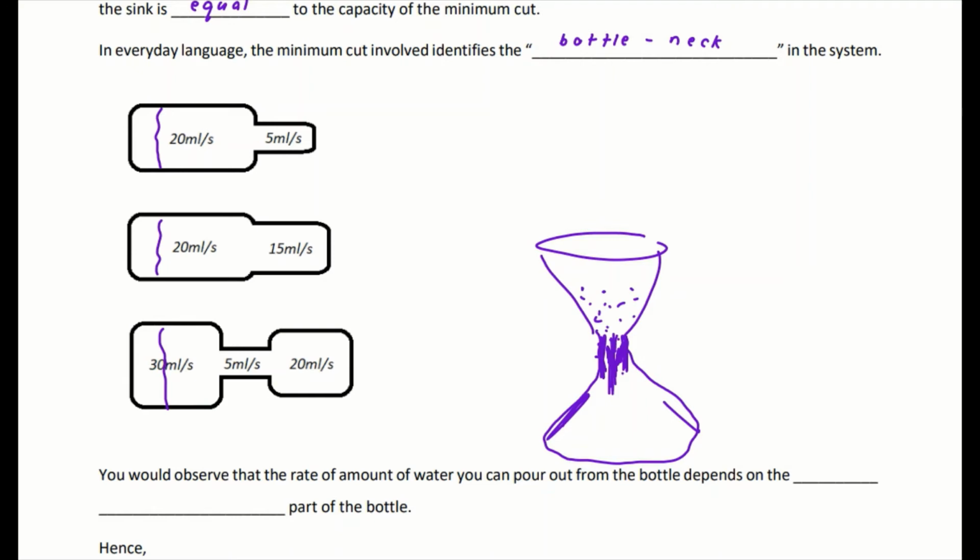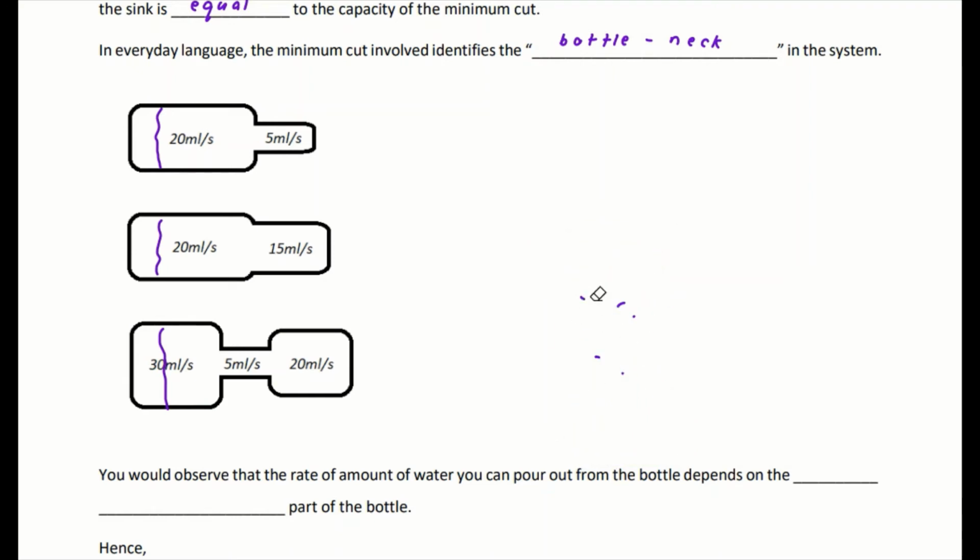So that's why when we try to talk about the maximum that you can allow water to pass through every time, it will basically depend on our minimum here, which is going to be the 5 here, the 15 here, and also the 5 here. So you would observe that the rate of water that you can pull out from the bottle at any point of time depends on the most restrictive part of the bottle.